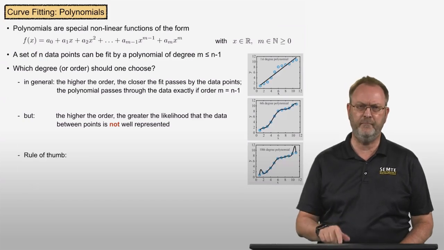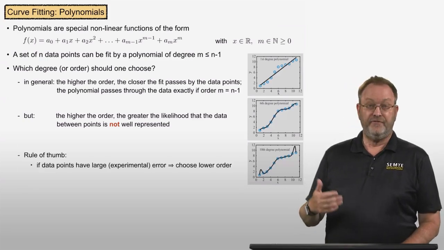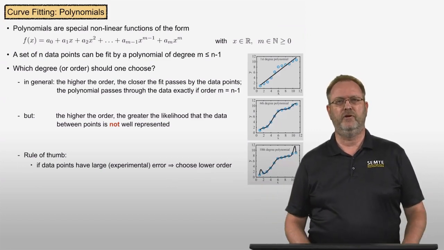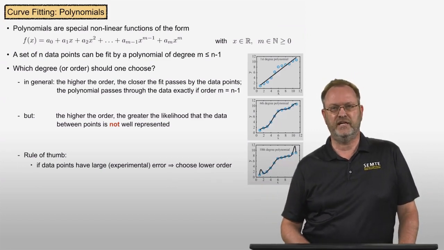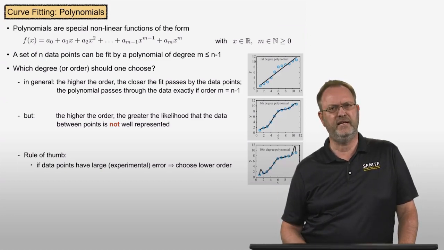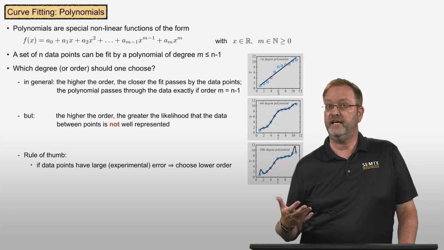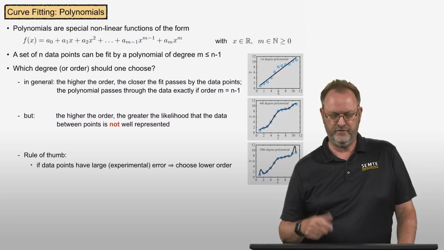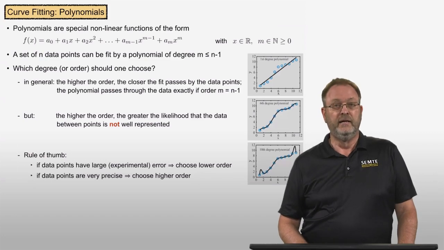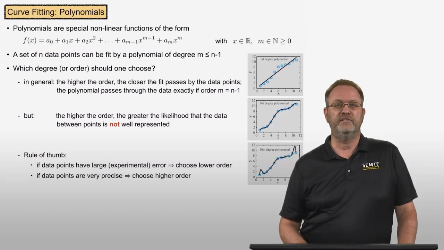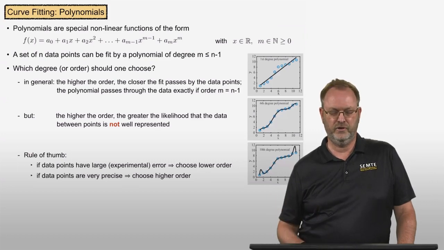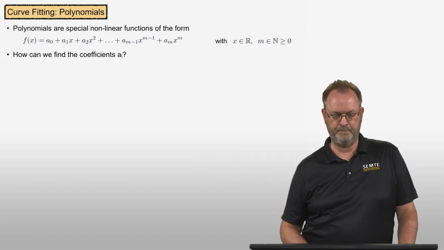So here's a rule of thumb. If the data points have large error, which can be, for example, from measurement uncertainty and experimental error, when you use an experiment to get the data, then you would choose a lower order degree for the polynomial. But if, on the other hand, the data points are very precise, you can choose a higher order polynomial to fit the data.